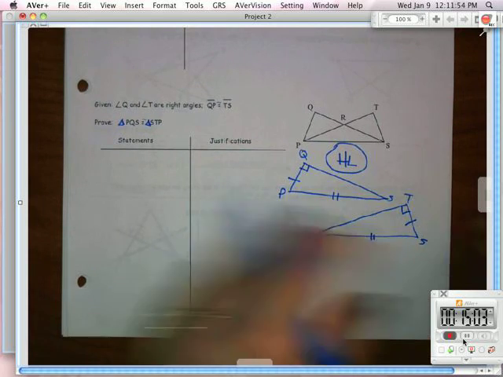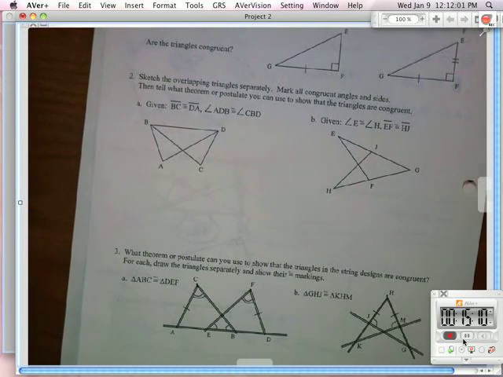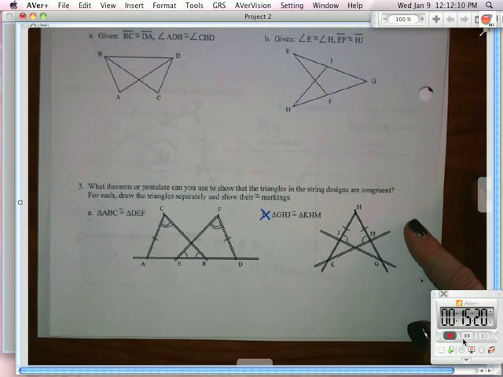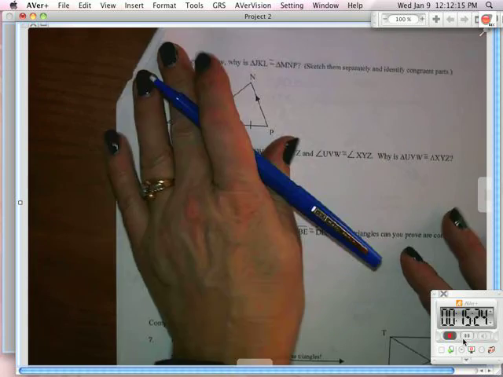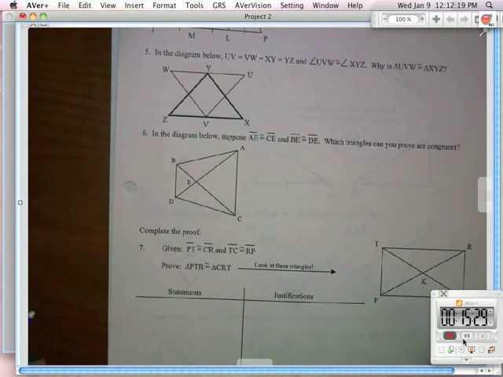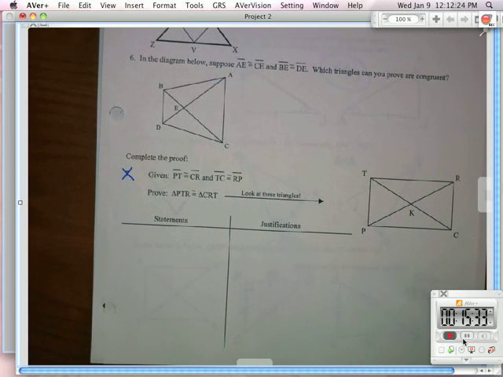Now, when you get started on the homework, which is the rest of this here, there's some that I want you to take out, okay? Let me just find out what they are here. You don't need to do B. You don't need to do 3B. And you don't need to do number 4. And you're going to like this. Are you ready? You don't need to do the proof. I just want you to practice the overlapping. Alrighty? That's it, folks.